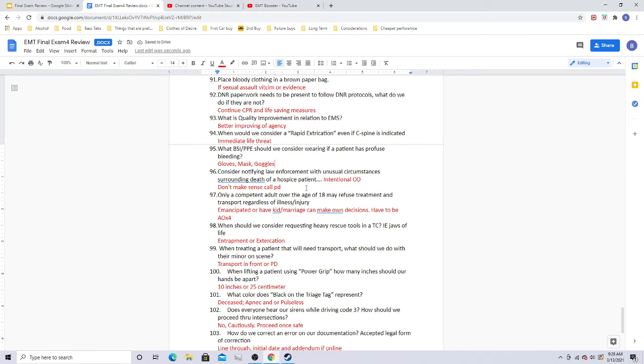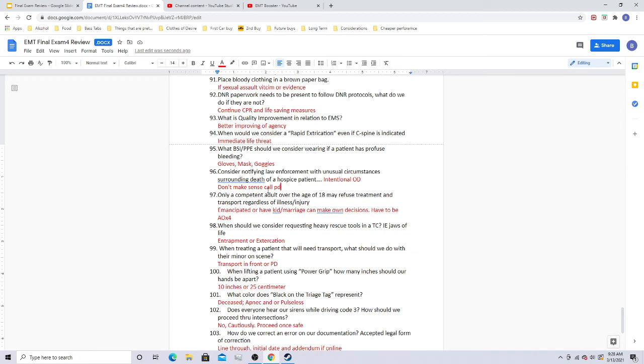Consider notifying law enforcement with unusual circumstances surrounding the death of a hospice patient. Intentional overdose. I mean, if there's someone who died at a hospice hospital, they want to die, so probably not going to be your number one thing, but the test will say intentional overdose. If any scene just flat out doesn't make sense, call PD, because it's better that they investigate something that doesn't make a whole lot of sense than not, and the murderer gets away.